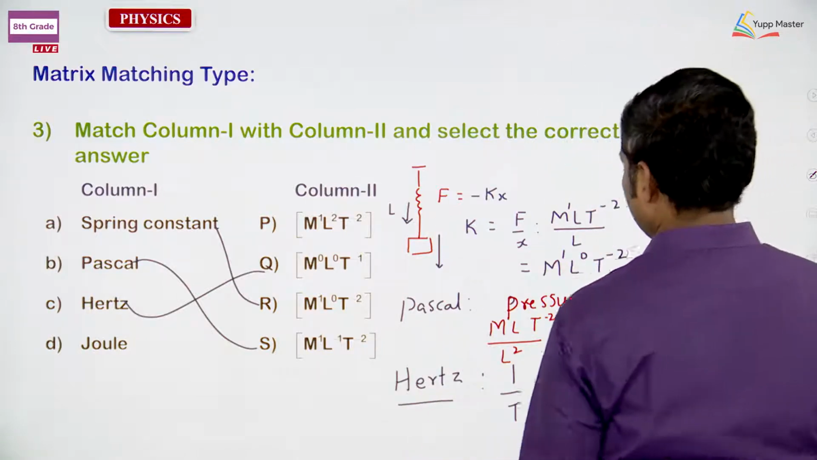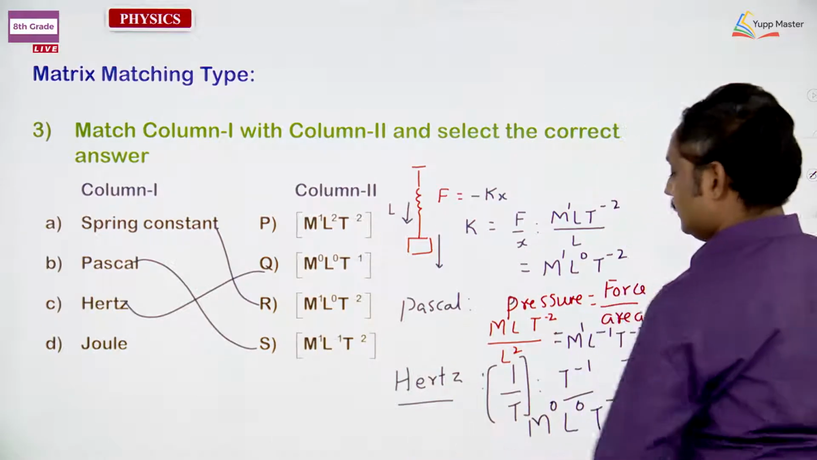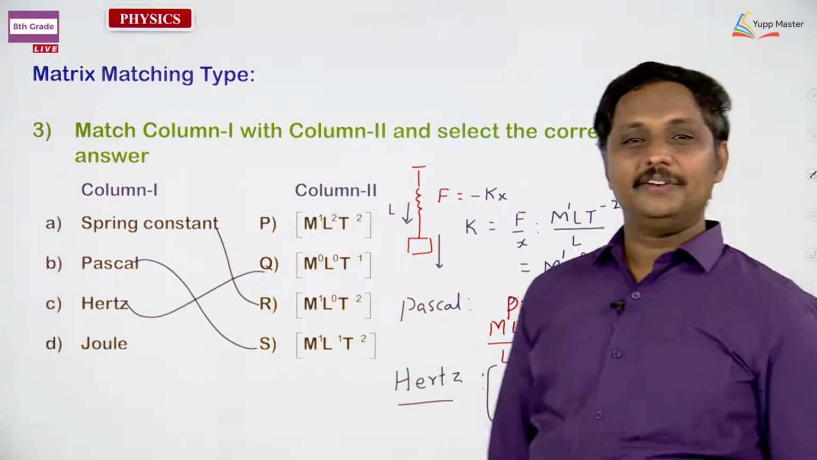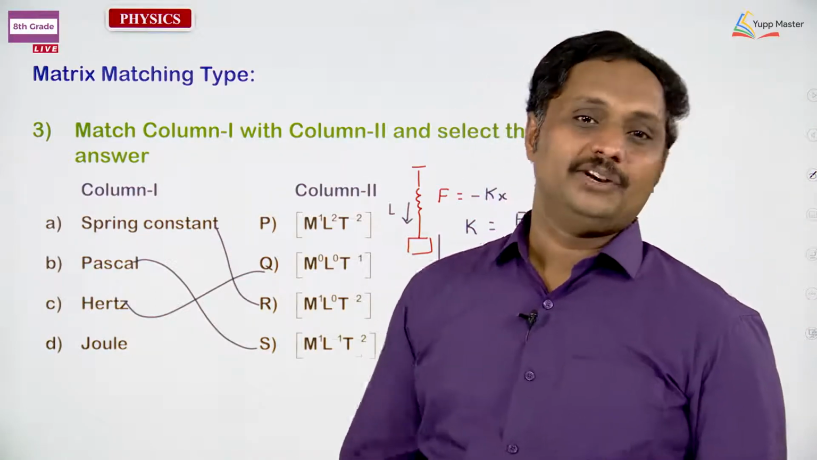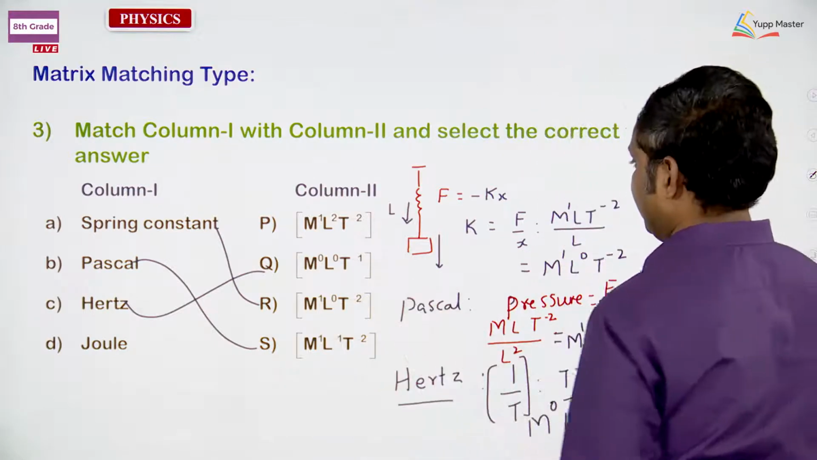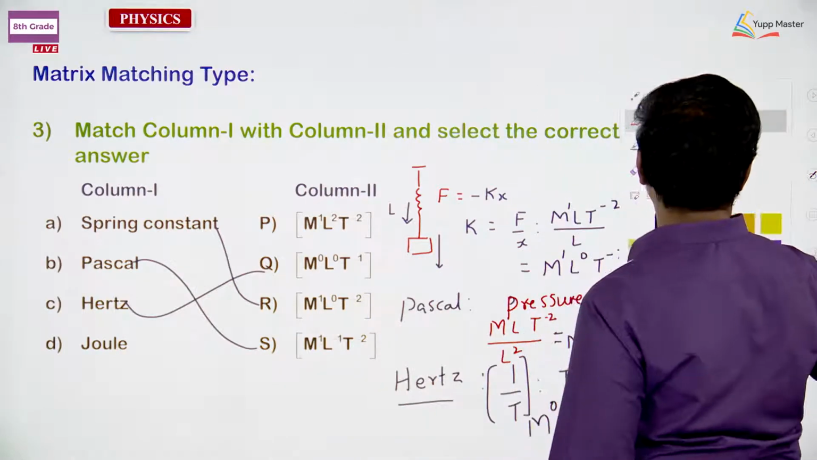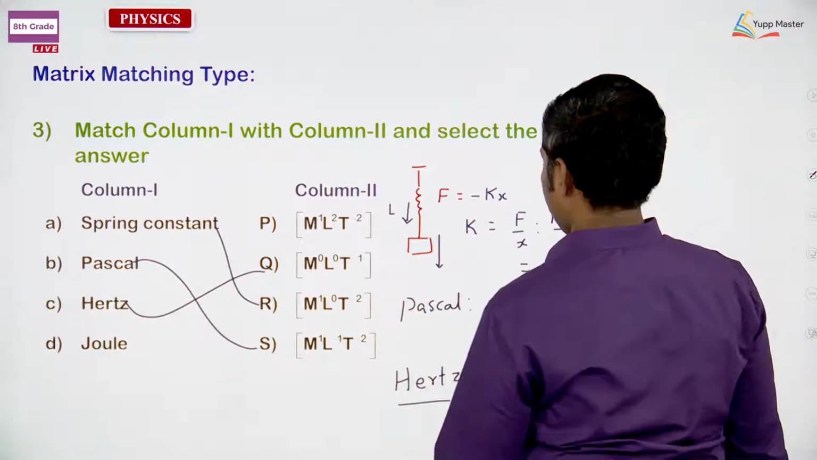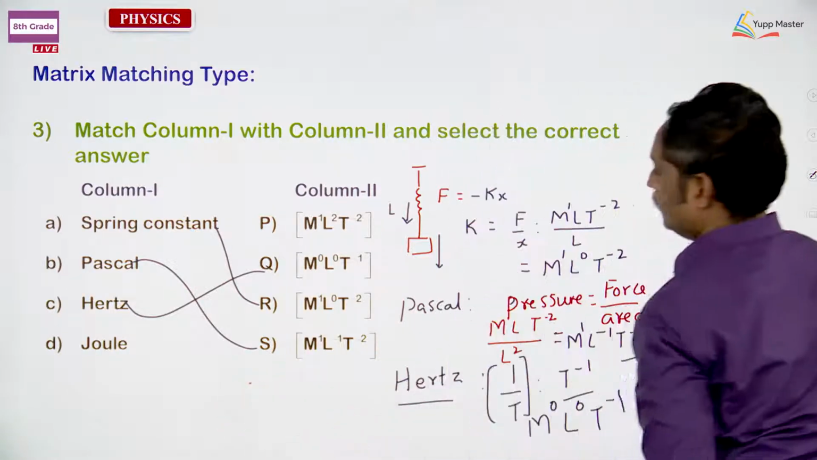It is going to be the reciprocal of the time period, and time period is the time taken to complete one revolution. It is going to be the reciprocal of time period, that is frequency. It is very clear. Now, what about the fourth one, Joule. You know very well about that, Joule.